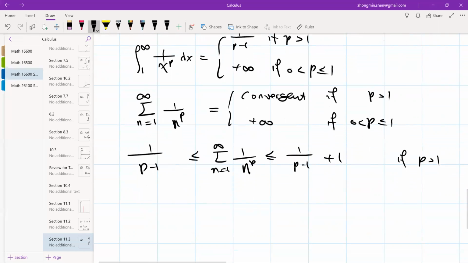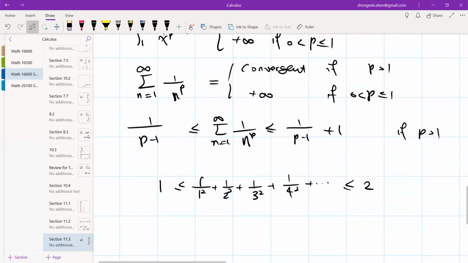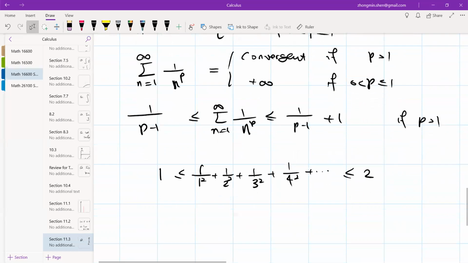So for example, when p equals 2, you have 1 over 1 squared plus 1 over 2 squared plus 1 over 3 squared plus 1 over 4 squared, and so on. This series is less than or equal to, with p equals 2, 1 over 2 minus 1 which is 1, plus 1, so it's less than or equal to 2, and greater than or equal to 1. Of course, greater than or equal to 1 is obvious, but less than or equal to 2 is not obvious. Now you can get that. So this is called the p-series test.